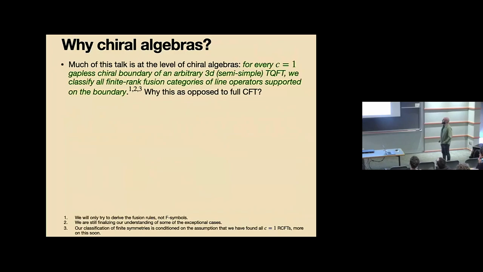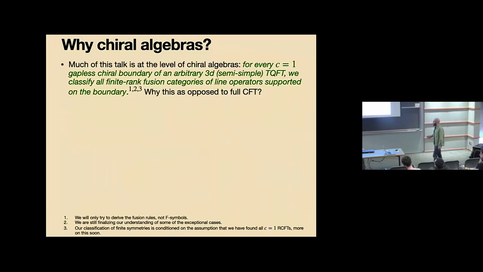Okay, so why talk about chiral algebras instead of full CFTs? First, let me say what the main result is going to be. I'm going to restrict to chiral algebras whose central charge is equal to 1. And under some assumptions, I'm going to tell you all the finite rank fusion categories of line operators that are supported on the chiral algebra. Essentially, I'm going to classify all finite rank categories of topological line operators in C equals 1 RCFT.